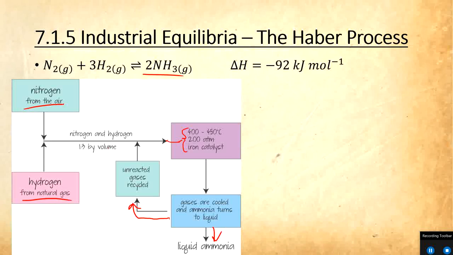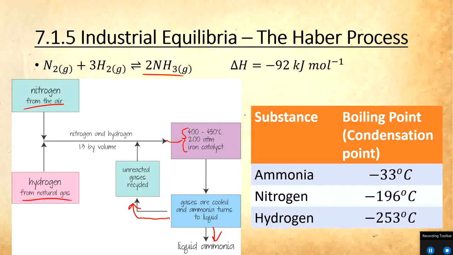So why ammonia? Let's take a look at the boiling points, or the condensation point, you may call it. Ammonia has a boiling point of negative 33 degrees Celsius. So if we can cool it to there, we can liquefy ammonia. And nitrogen is negative 196 and hydrogen is negative 253 Celsius. So by just cooling it down a little bit, even to minus 40, we can condense all of the ammonia out of the reaction and have the nitrogen and hydrogen continue through as gases.